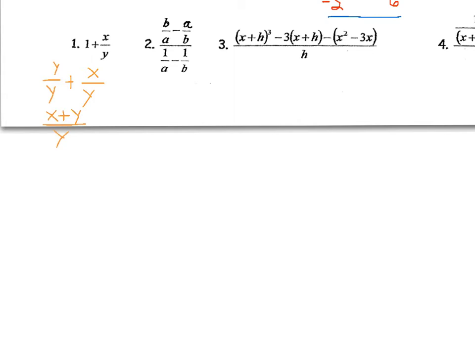For number 2, we have b over a minus a over b divided by 1 over a minus 1 over b. So in this case, we want to multiply each term by the common denominator since this is a complex fraction. So since we are working with a's and b's, our common denominator will be ab. So we're going to multiply each term by ab and then cancel.